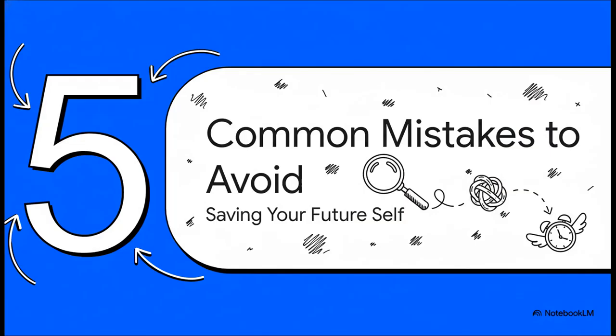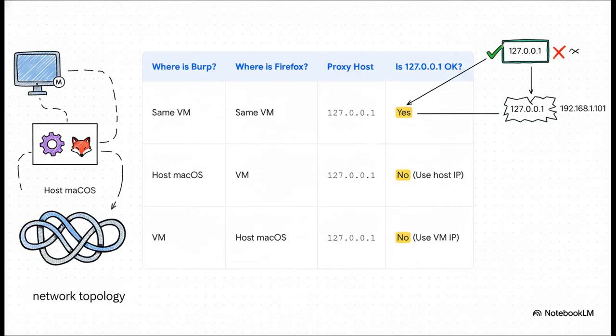All right, we have a working setup. But before we wrap this up, let's go over the common mistakes that send people down these wild goose chases. Knowing these will save you so much time later. This slide right here illustrates what is easily the number one error: not understanding your network topology. It's simple. If Burp and Firefox are running in the same little sandbox, the same VM, then yeah, 127.0.0.1, localhost, is your guy. But the second one of them is on your host Mac and the other's in the VM, 127.0.0.1 will point to the wrong machine every single time. You have to use the actual reachable IP address.